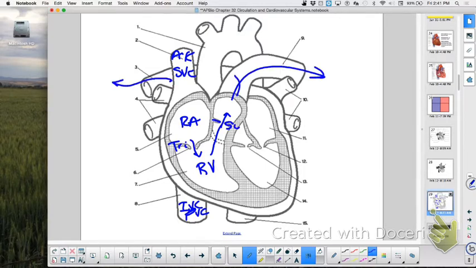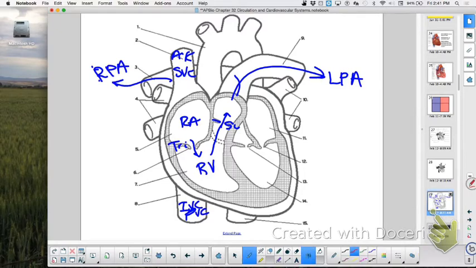And then we're out going this way, and we're out going this way. What are these? Yeah, which one is this one? Left pulmonary. Arteries. Arteries go away from the heart. What's this one over here? Right pulmonary artery. Good.